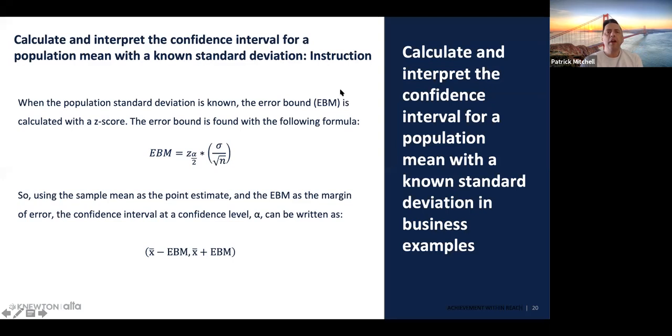Okay, so now we're working our way up to actually writing the confidence interval. The most complicated part of that is doing the error bound, which we've already done. So once you have the error bound, the way that you get the confidence interval is just add and subtract the error bound to the sample mean. X bar plus or minus the error bound.